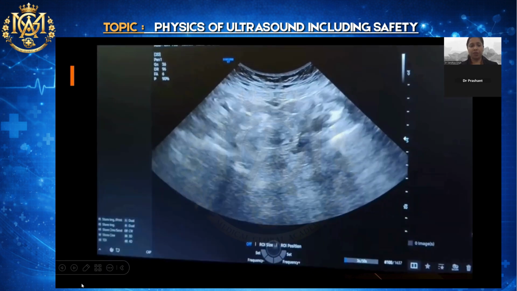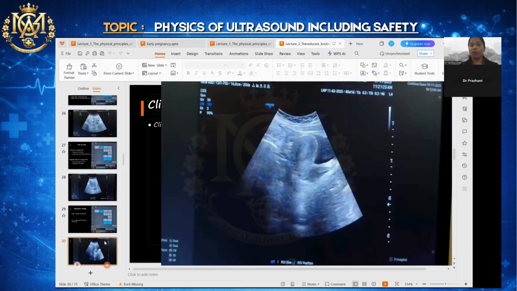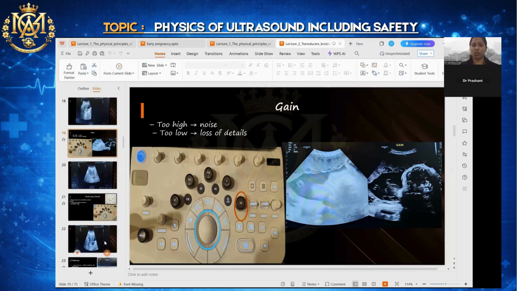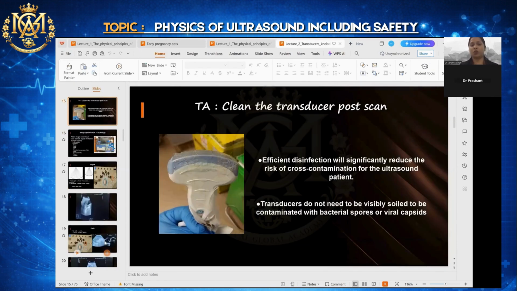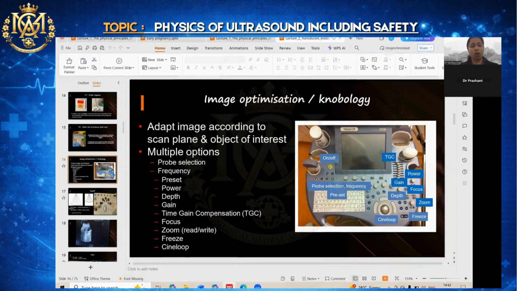So these buttons, how to increase, how to decrease, everything we will discuss. It's a pretty big talk. But you should understand, you should not be scared thinking, so many buttons, madam told. All these buttons you will learn, you will do it by yourself. That will come in the next lecture. So image optimization, the entire knobology is the next lecture, which is upcoming for you all.